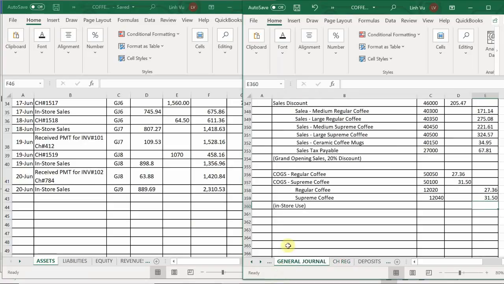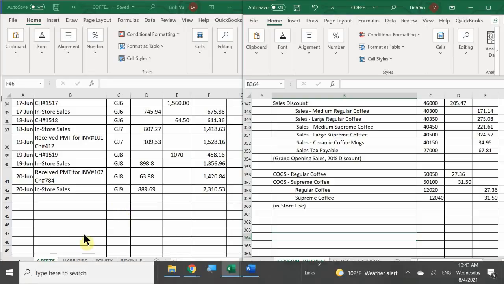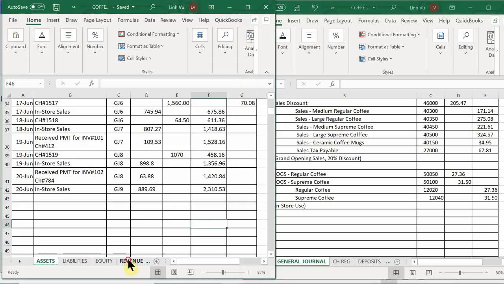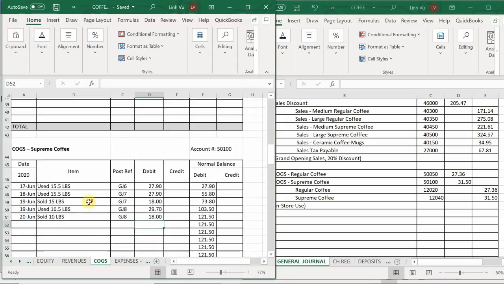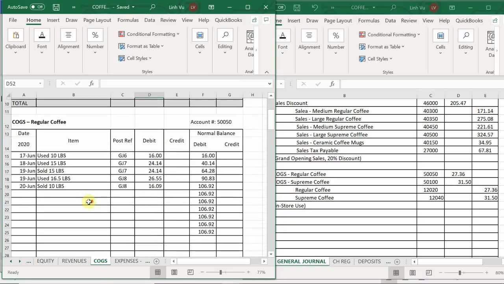Are we done? So we finished our journal. What always comes after the journal? The general ledger. We need to update these cost of goods sold accounts and the actual inventory itself. So here you go, cost of goods sold for regular coffee.